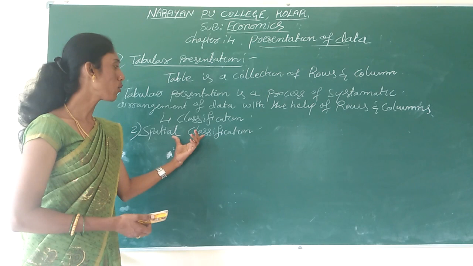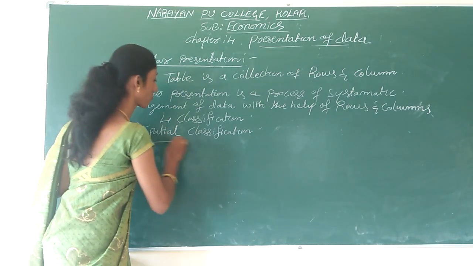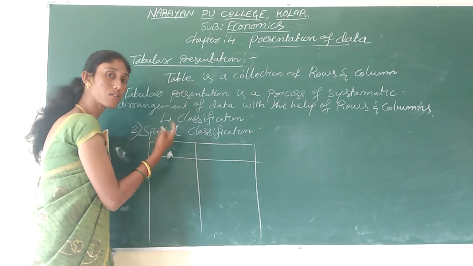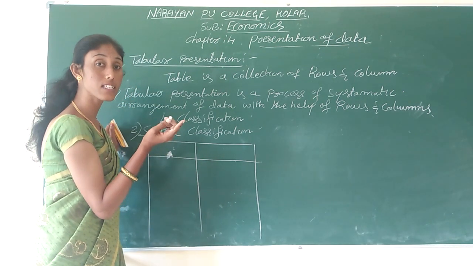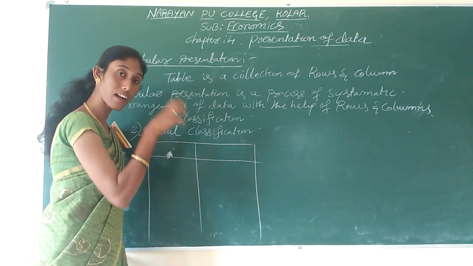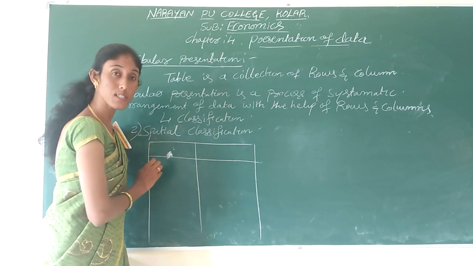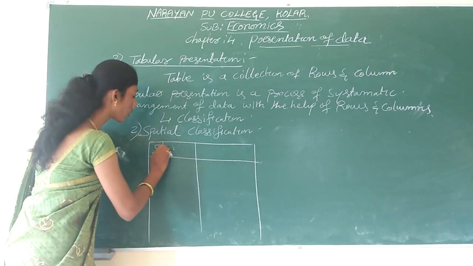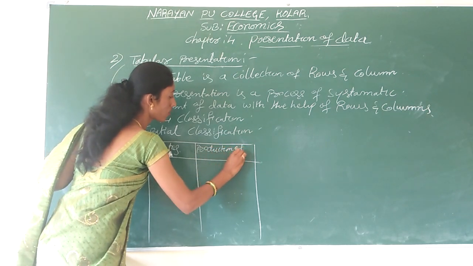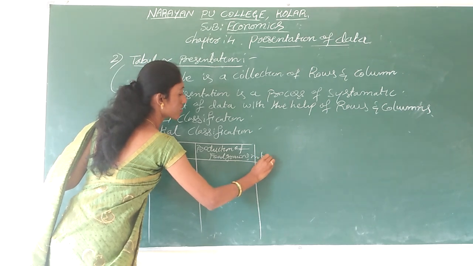spatial classification. And how to present this spatial classification of data in the table? Here we are going to classify the data relating to the production of food grains in the country, and within the country we have collected the data relating to the production of food grains, and that data we classify state wise. Then it will be called spatial classification. In the example we are discussing now, the states are in the first column and production of food grains in tons.